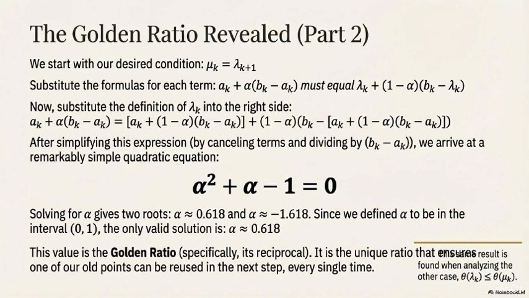This value is the golden ratio, specifically its reciprocal. It is the only ratio in existence that ensures a perfectly symmetrical overlap between iterations. Because of this unique mathematical property, one of our existing points can be reused in every single step. We have effectively cut our future workload in half while maintaining a constant, predictable rate of convergence.